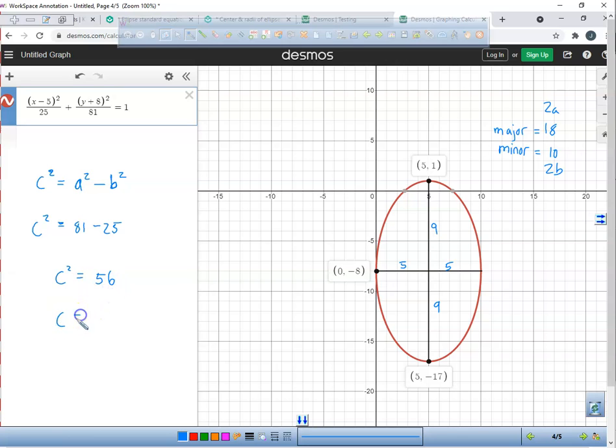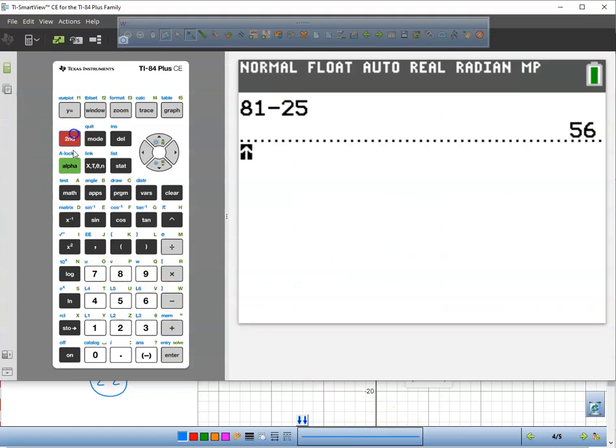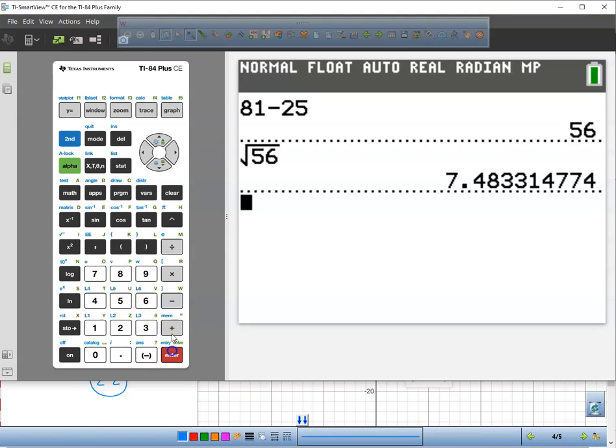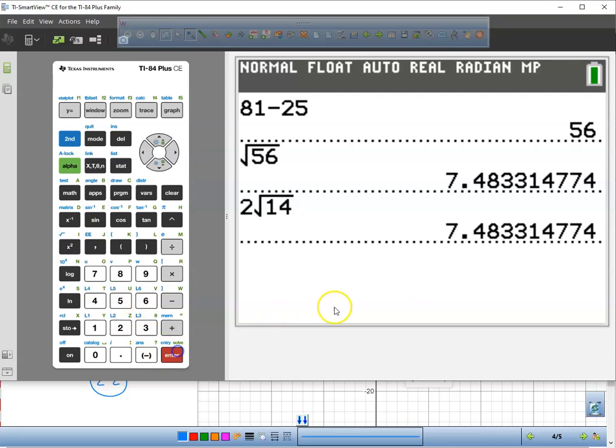So what does that mean our c value is equal to? Plus or minus the square root of 56. But 56 breaks down to, I believe, a 4 and a 14, and that breaks down to a 2 and a 2. So that's 2 radical 14. All right, that's 2 radical 14. So right here, if I did the square root of 56 and I did 2 radical 14, I want you to see they're the same equivalent number.